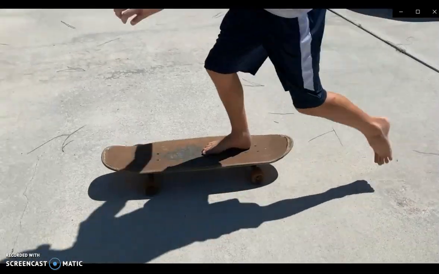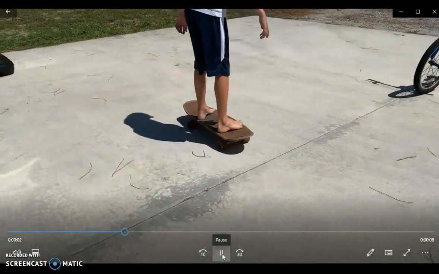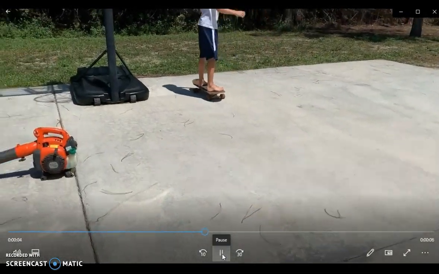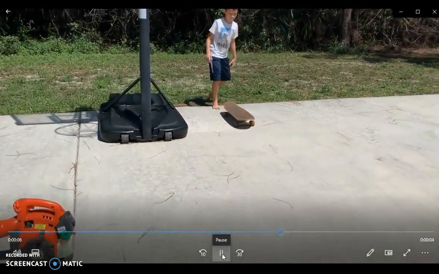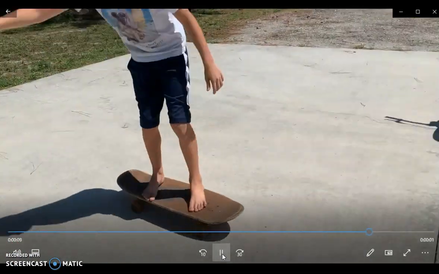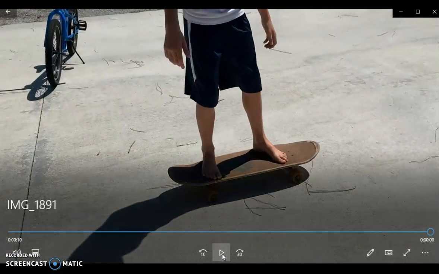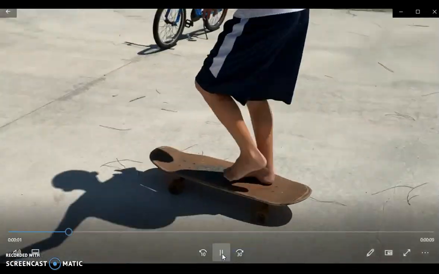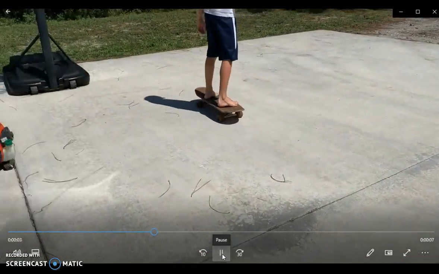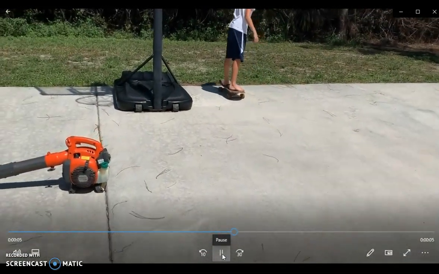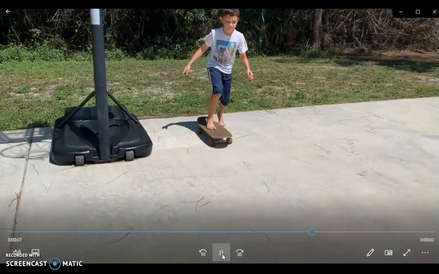Here's your next one that you need to tell me. What is happening with Newton's third law as Gunnar is riding on the skateboard? How is this an example of Newton's third law? This is number two for you. How is this an example? Please explain the action and the reaction that is happening here.